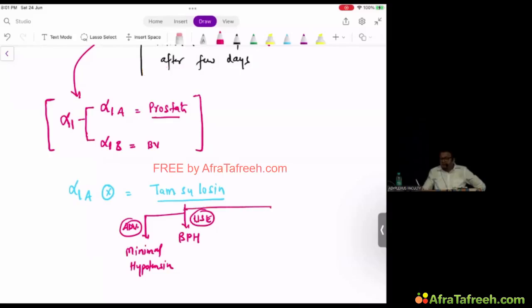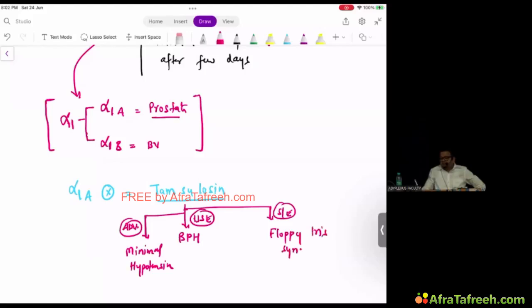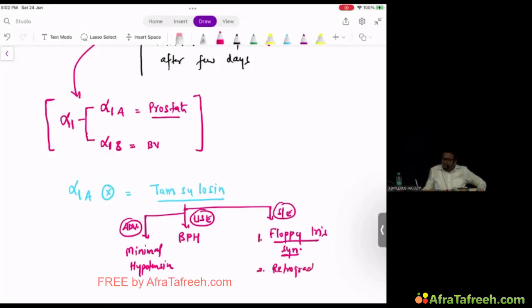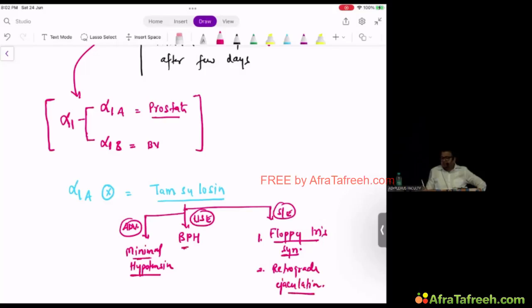Third point, if somebody asks you, is there any side effect that it can also cause? There are many, but you remember floppy iris syndrome. It can affect the tone of the iris, probably in patients undergoing cataract surgery. Then impairment or retrograde ejaculation. These problems are more, hypotension is less. Use is BPH.